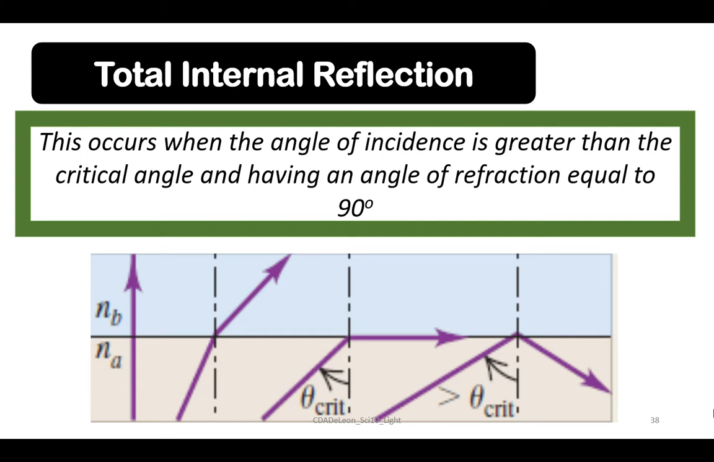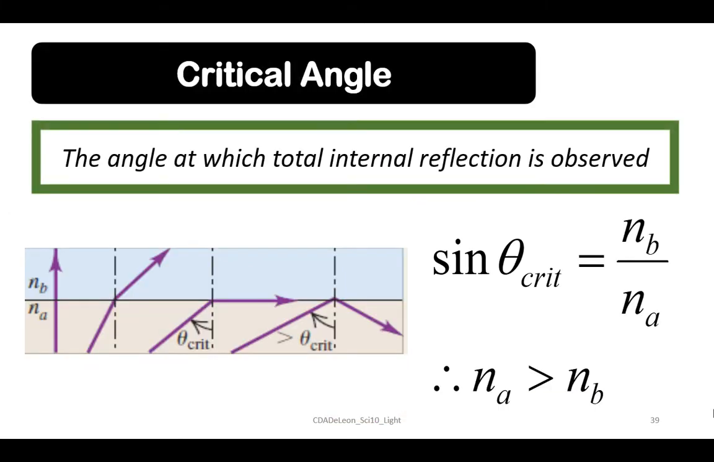No refraction occurs, pero reflection ang meron. So, now, let's discuss the critical angle. Critical angle is defined as the angle of incidence that provides an angle of refraction of 90 degrees. So make particular note that critical angle is an angle of incidence value. Okay, for example, for the water and air boundary, the critical angle is 48.6 degrees.